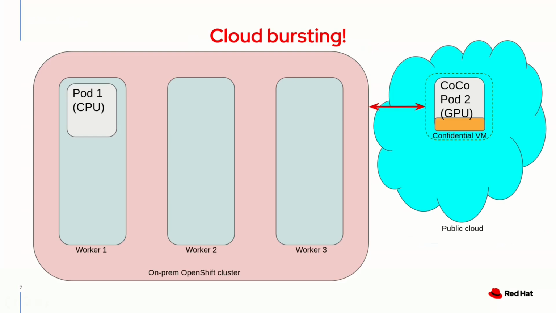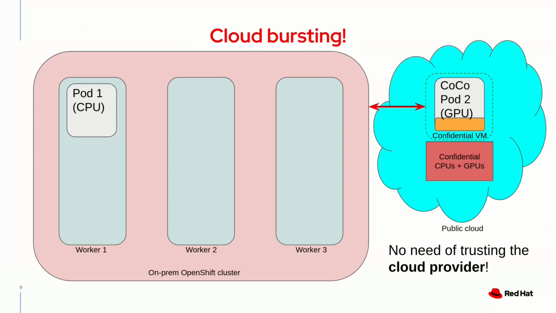What makes this confidential virtual machine so special in terms of security? The answer is the hardware and software behind it, which ensures data in use protection in addition to the traditional data at rest and in transit mechanisms. A confidential VM leverages confidential CPUs and GPUs to make sure that the memory of the CVM is encrypted and not accessible to the cloud provider. Once again, using confidential containers, we can safely burst into the cloud without trusting the cloud provider.